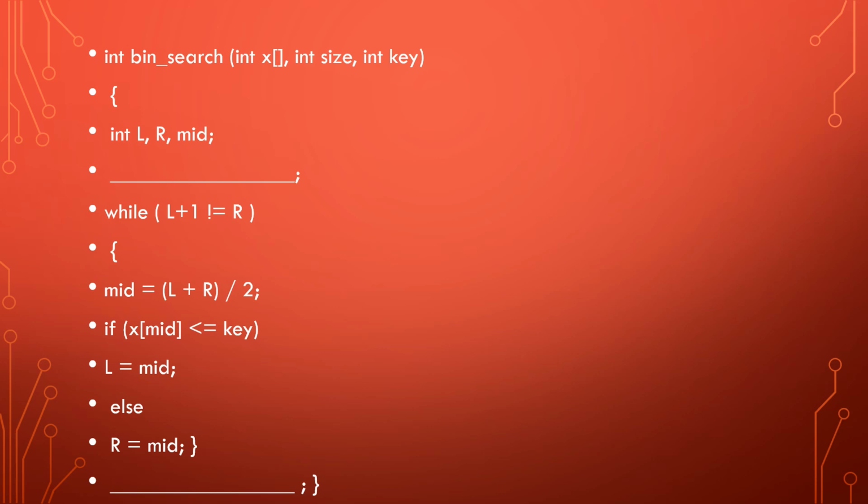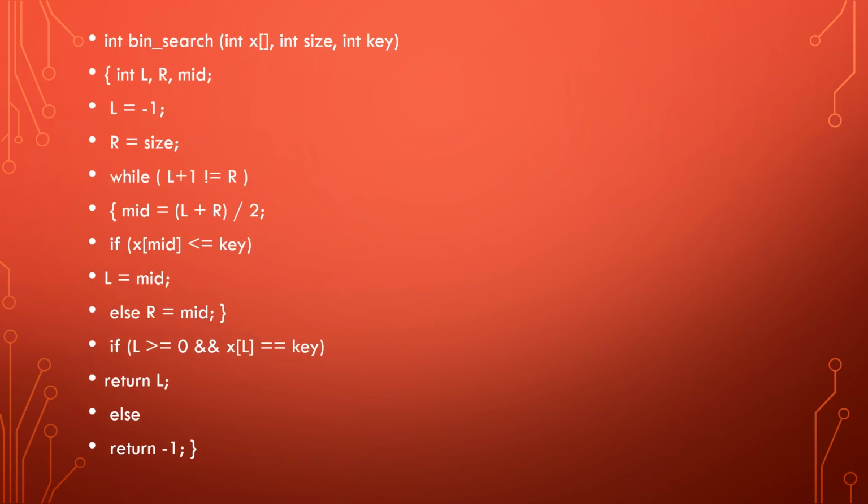And here is the function definition. Int X, the size of the array, and the condition in the while loop should be if L plus 1 is not equal to R, and it needs to check the mid value, same as the previous code. This is the complete function definition of a binary search.